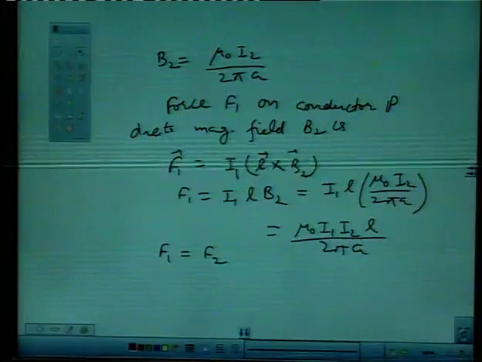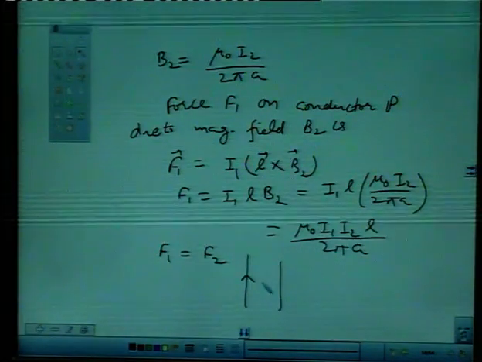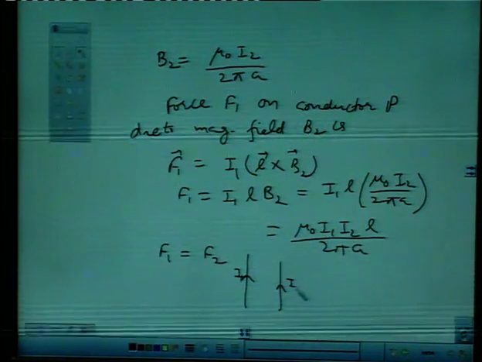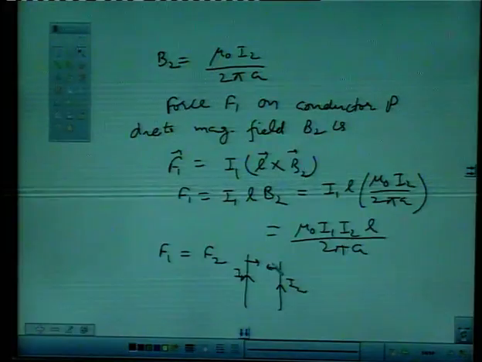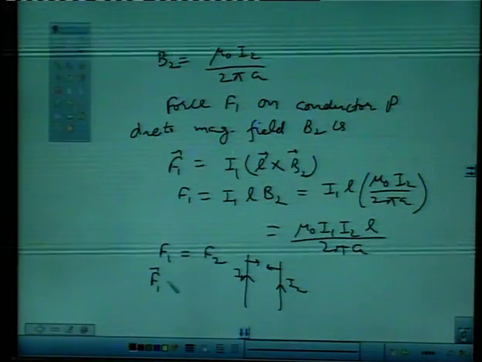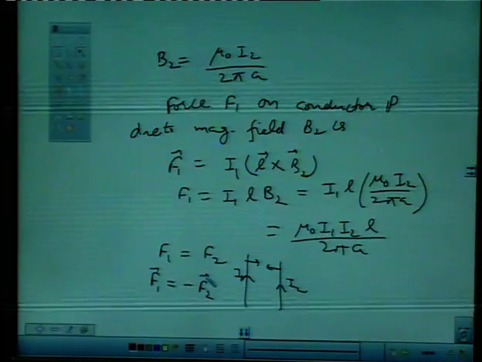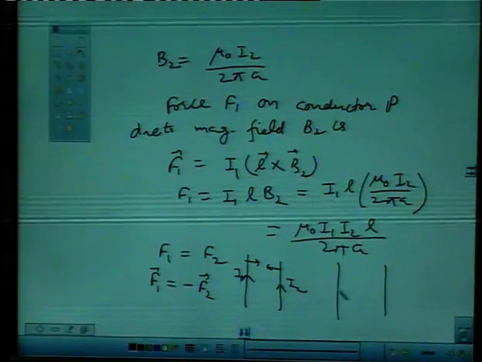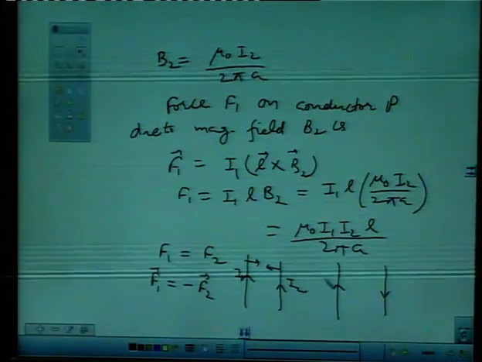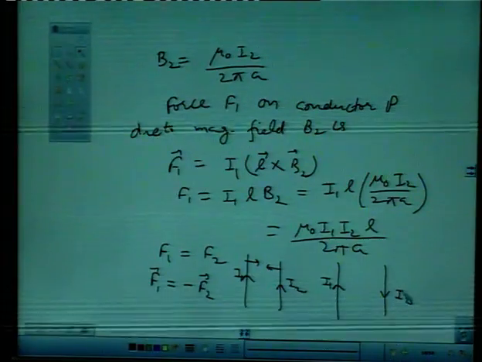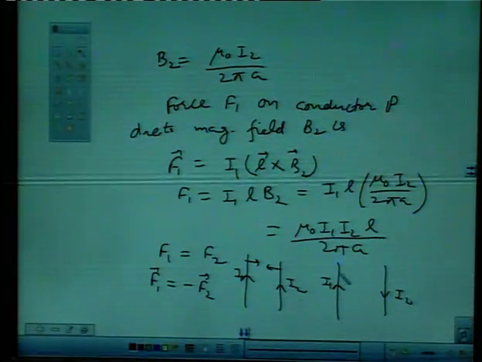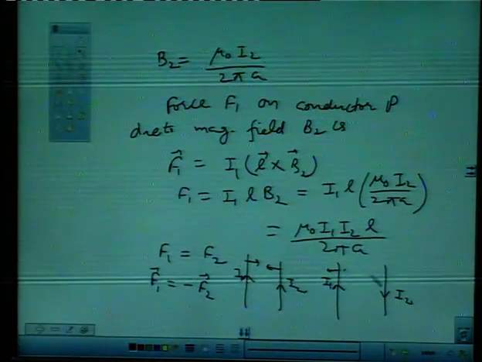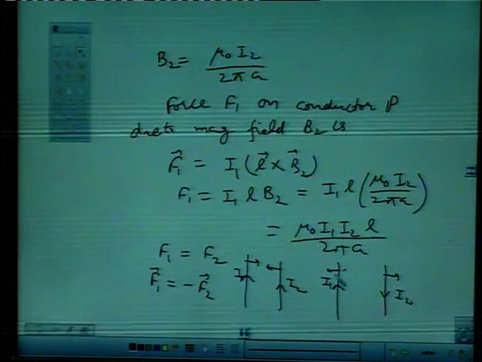If the currents are flowing parallel in the same direction, then the forces will act opposite to each other. F1 vector will be equal to minus F2, meaning the two conductors will attract each other. And if the currents are opposite to each other, in that case the forces will be opposite and the conductors will repel each other.